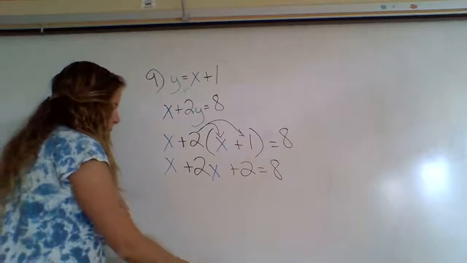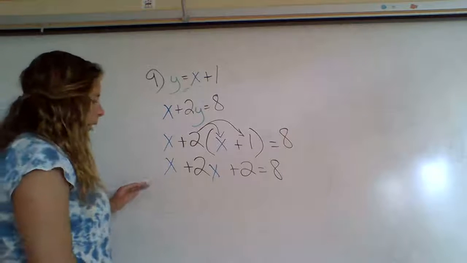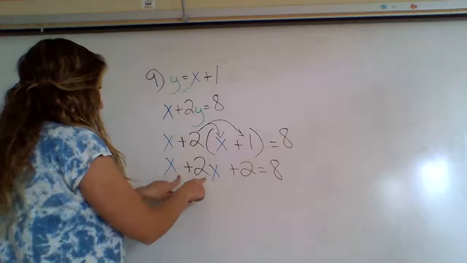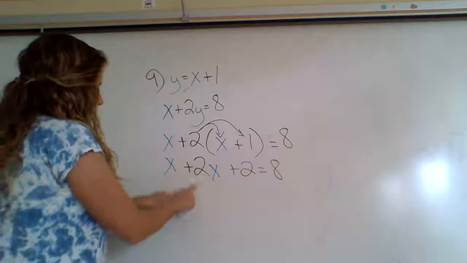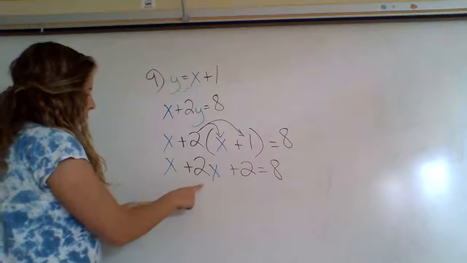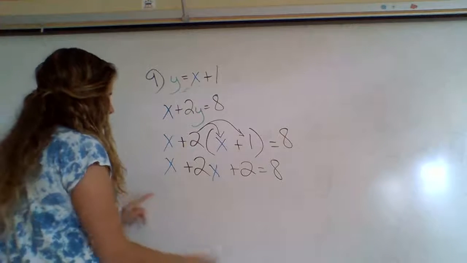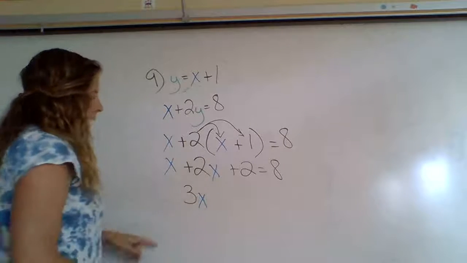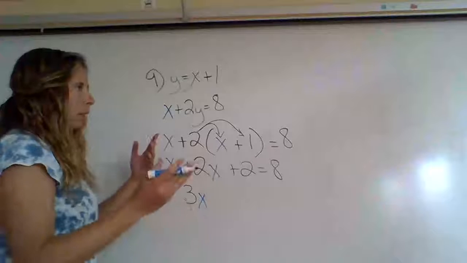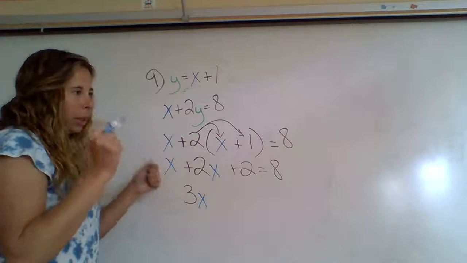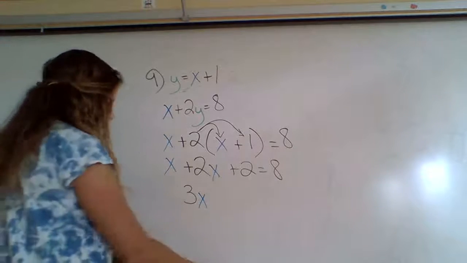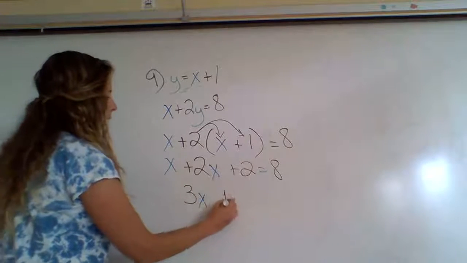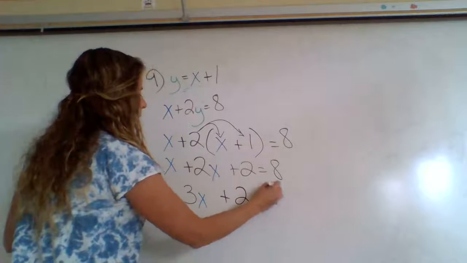Now we're going to combine our like terms. These both have an x, so I can combine them together. X plus 2x gives me 3x. If I have 2 x's and Bob has an x, together we have 3 of them. Then I just rewrite everything else: plus 2 equals 8.